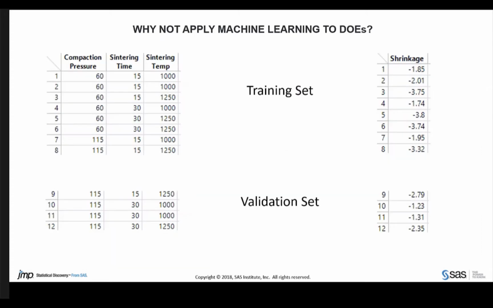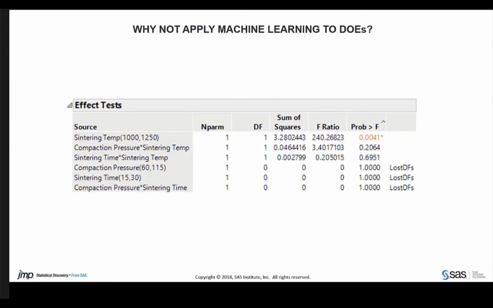But we don't usually apply the same kind of partitioning of the data into training and validation when we're doing DOEs because we just don't have enough rows. If we were to do that, the software will often tell you that you've induced singularities into your model and you're not able to fit the models that you had originally intended to.